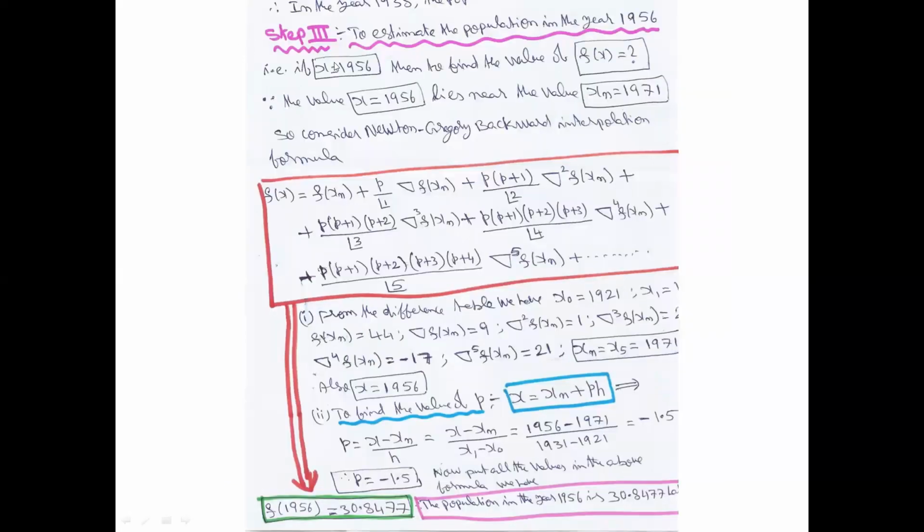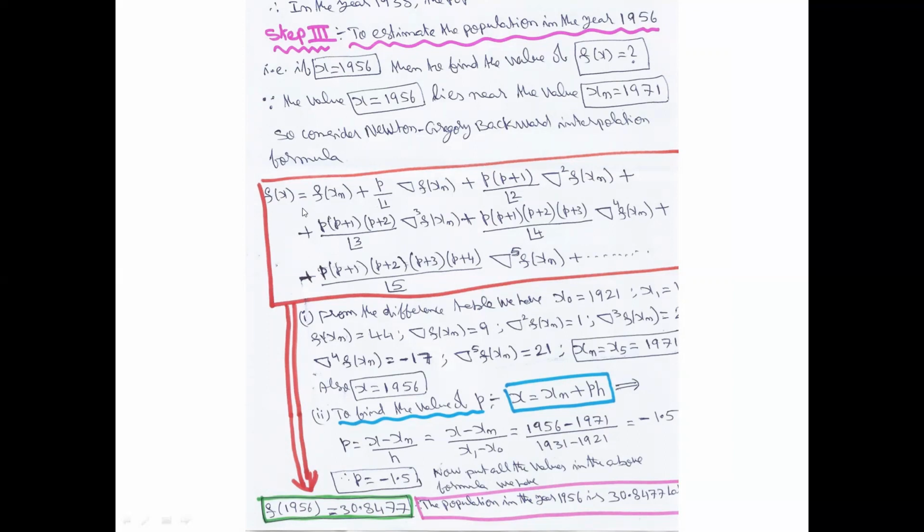Now see, x is equal to 1956. Estimate the population in the year 1956. That means if x is equal to 1956, we have to find the population value, that is f of x. I have written here that 1956 lies near xn. We must use the Newton-Gregory backward interpolation formula, and it is given in this box.